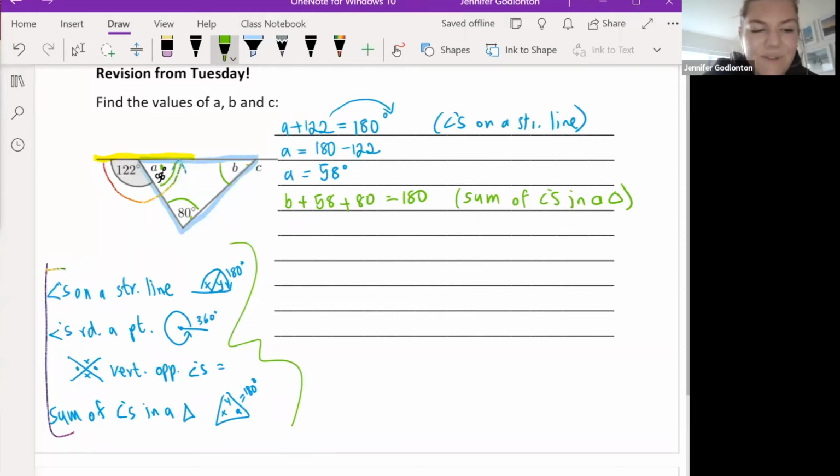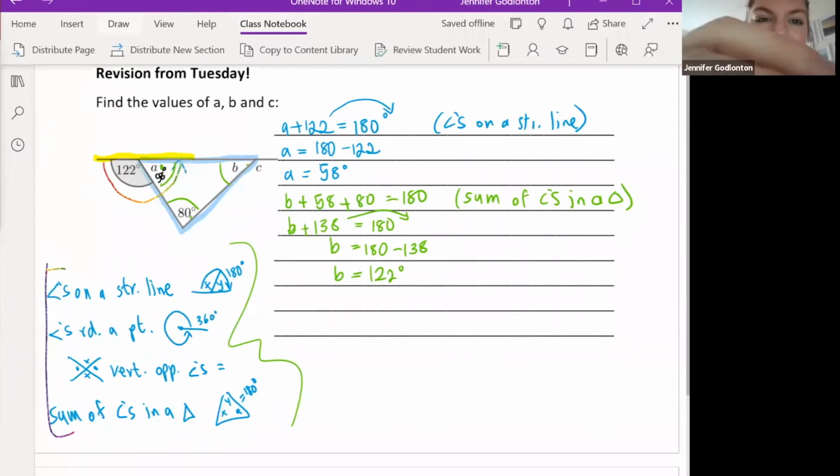Okay, I'm just going to finish off this one and then I'm going to let another hand help us with C for us. So 58 plus 80 is going to give us 138. So we're going to say B plus 138 is equal to 180. Then I'm going to move that 138 over and I'm going to see that B is equal to 122 degrees. Okay, that was B.